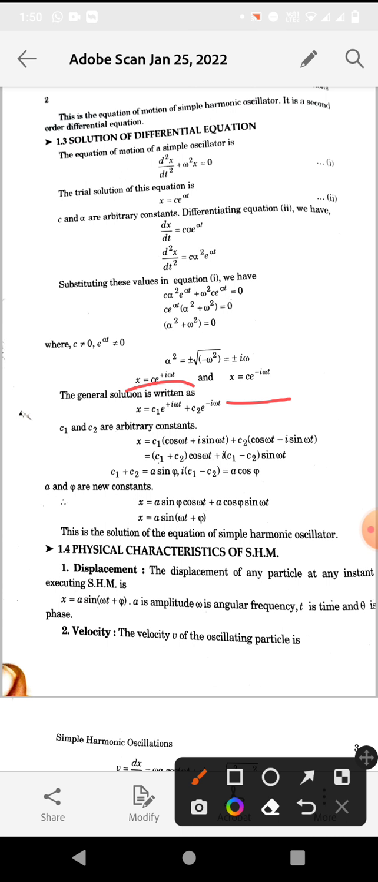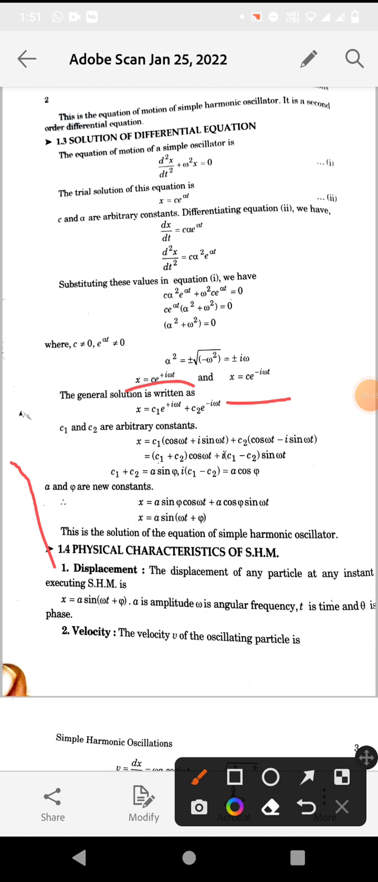Let c1 and c2 be the arbitrary constants. Find c1 and c2, substitute in these equations, and finally we get x is equal to a sine of omega t plus phi. I already told you that if any motion is expressed in a sine function or cos function for the displacement, those are simple harmonic functions. So the simple harmonic oscillator also has simple harmonic functions. So x is equal to a sine of omega t plus phi is a solution of the simple harmonic oscillator equation.